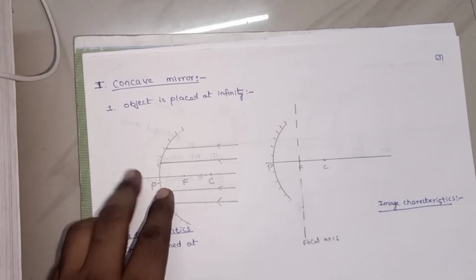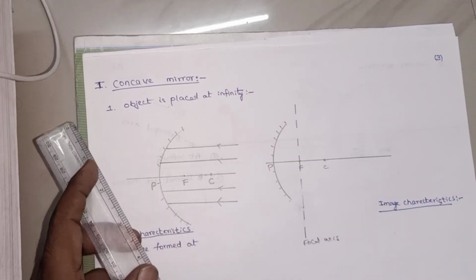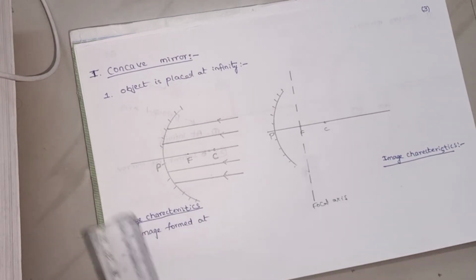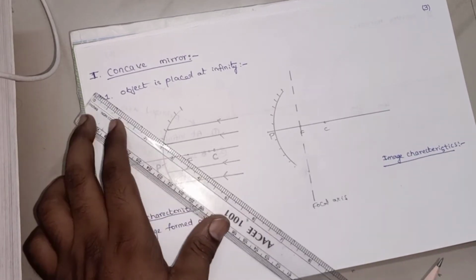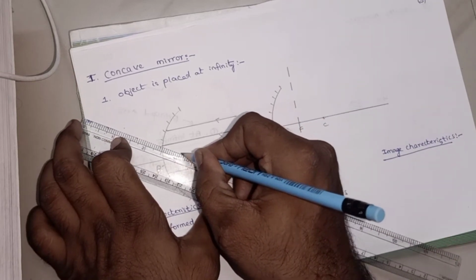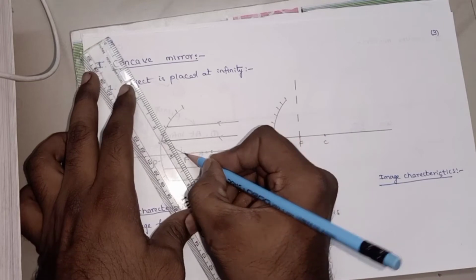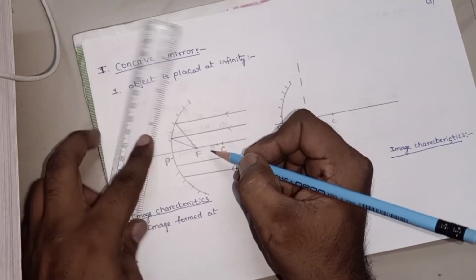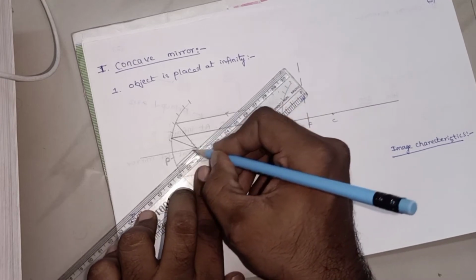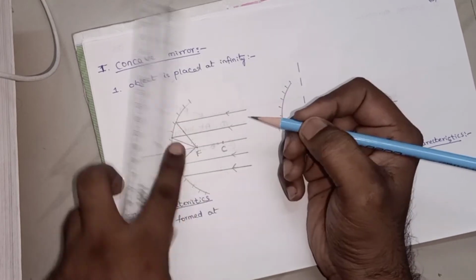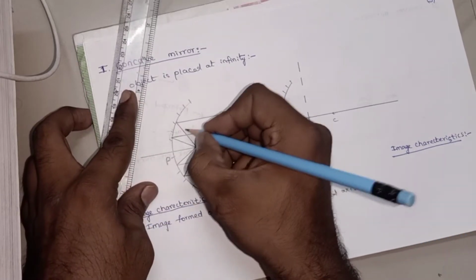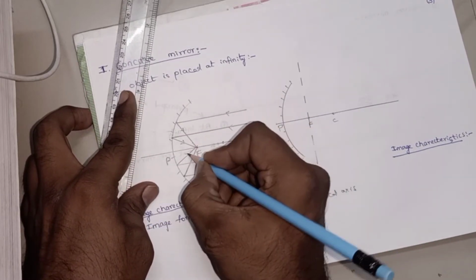Now we have the rule: the ray which is passing parallel to the principal axis, after reflection, will appear to pass through the focus. So now all the incident rays will be reflected through the focus. Look here, the reflected rays will meet at the focus for the position where the object is placed at infinity. So these are all the reflected rays.